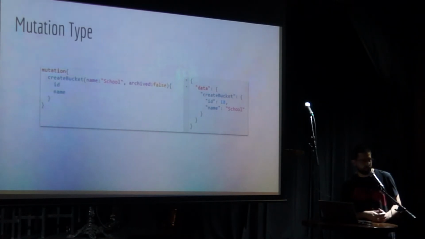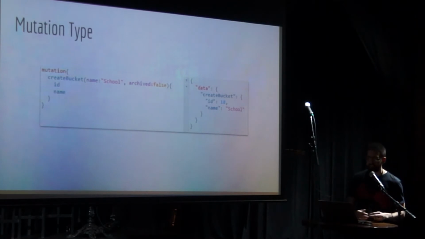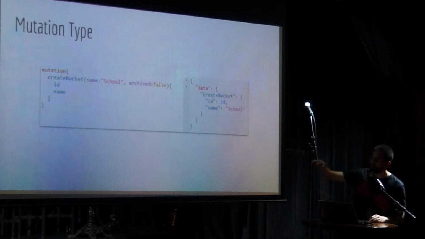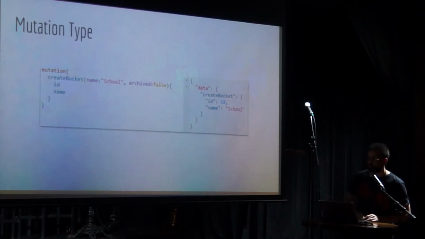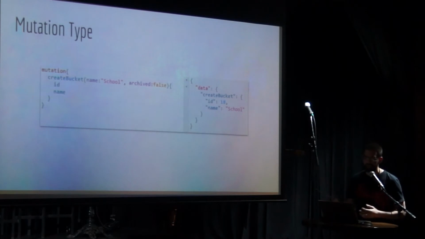And the interesting thing about mutations too is that I can also make queries inside the mutation. So what I'm saying here is, when you execute this command, the createBucket mutation, please return the ID and the name of the object that you have just created in the database. So on the right side, you can see the ID is 18, and it comes back with the name, the same name that I've just sent, of course.